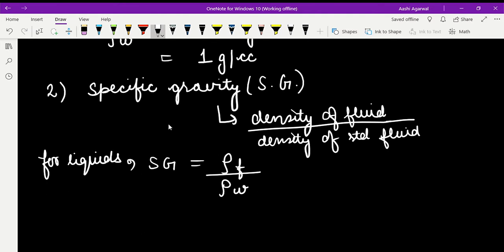If you talk about the specific gravity of water, it will be 1, because the fluid itself is water. So rho W by rho W will come out to be 1.